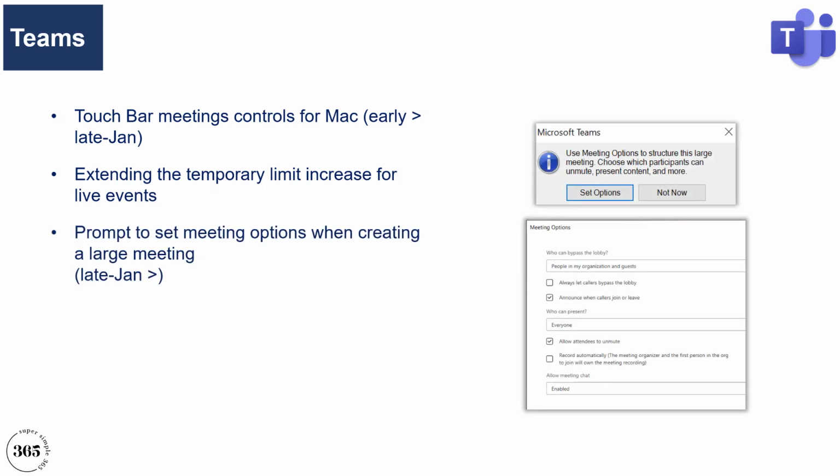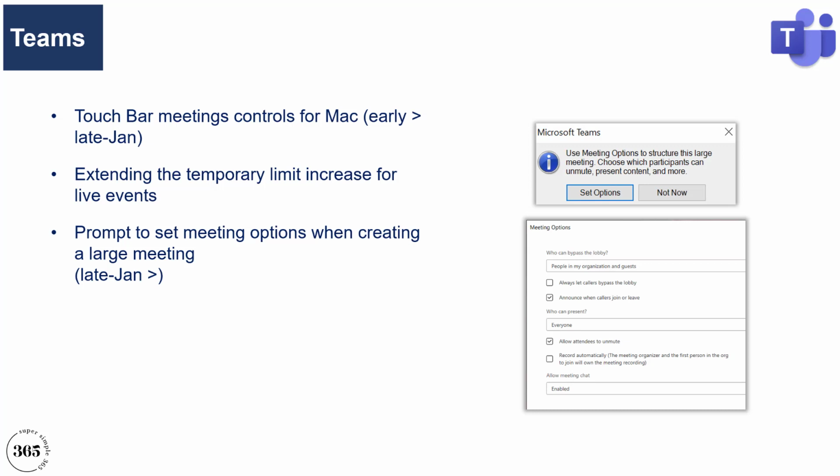Now this, I think, is going to help make meetings a little bit nicer. When you've got a large meeting, so over 40 attendees, you're going to get automatically prompted to set options. So we're talking about whether people can bypass the lobby, announcing callers when they join or leave. I recommend turning that off.